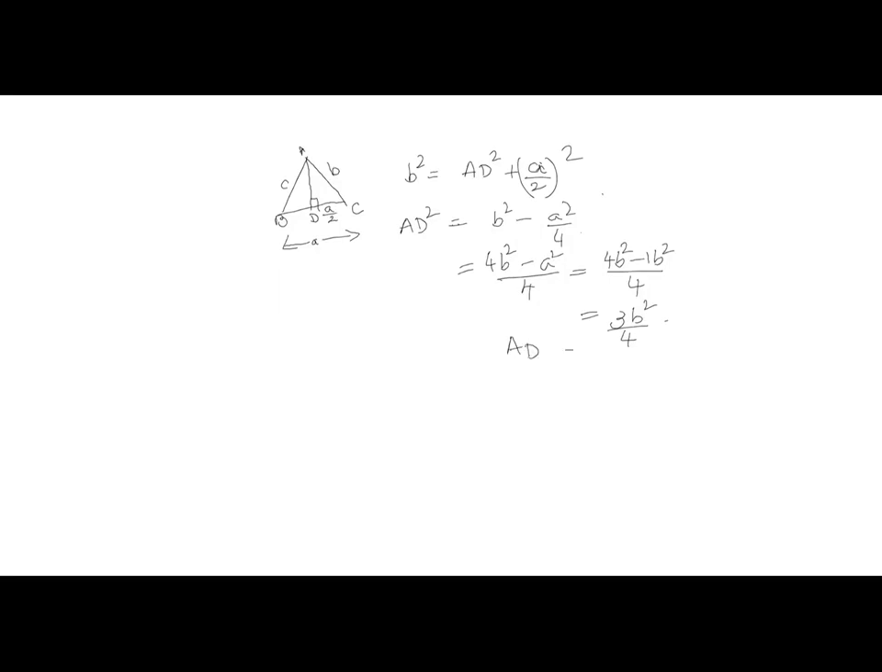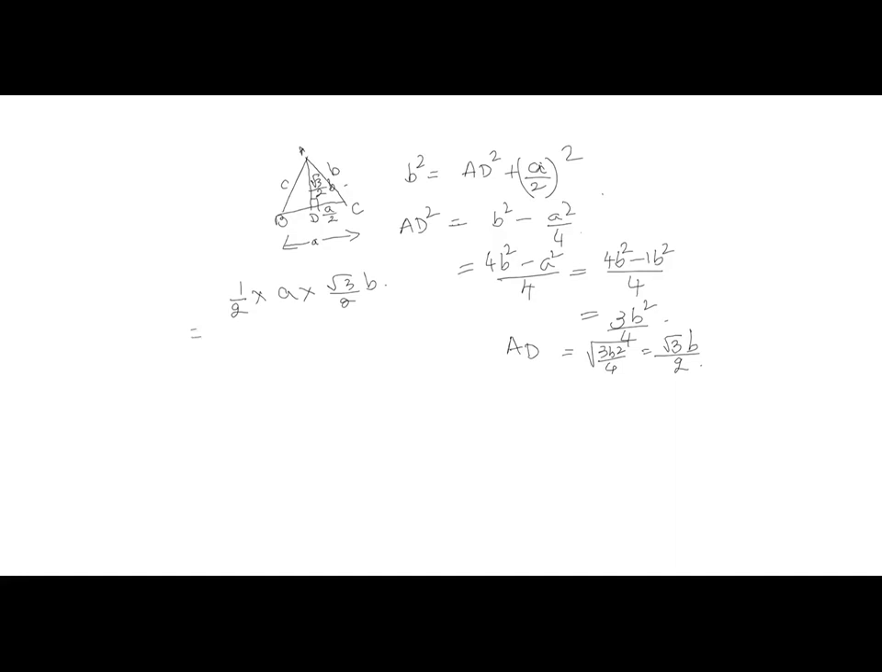What will be AD? Square root of 3b square by 4. That will be square root of 3, square root of b squared is b, square root of 4 is 2. So here I can take this as root 3 by 2 b. Am I right? Yes, ma'am. So what will be the area? Half into base into height, root 3 by 2 b. But a equals b.